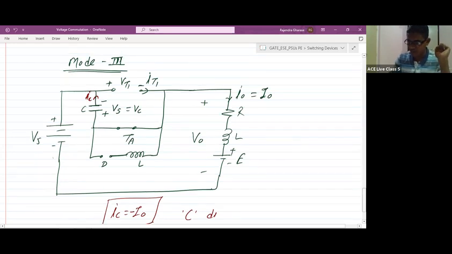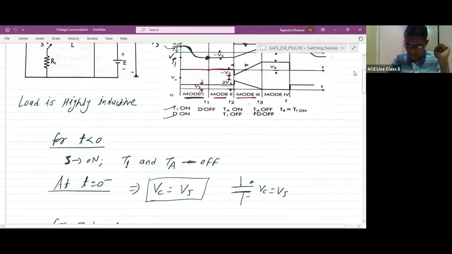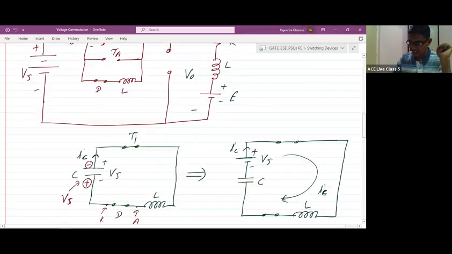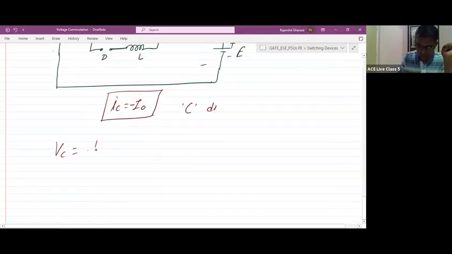Now you can check the waveform of IC. Here we have IC equal to minus I0. The magnitude is I0, but it is negative, so that's why it is minus I0. During mode 3, IC is constant. If IC is constant, what about the VC? VC is 1 by C integration of IC dt. Let me write here: VC is equal to 1 by C integration of IC into dt.